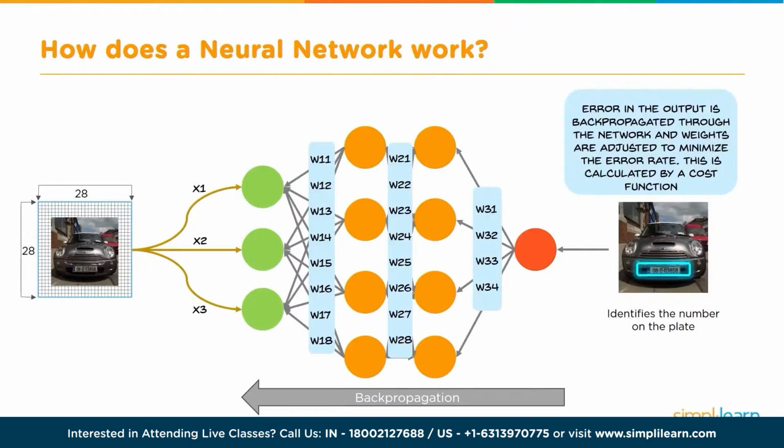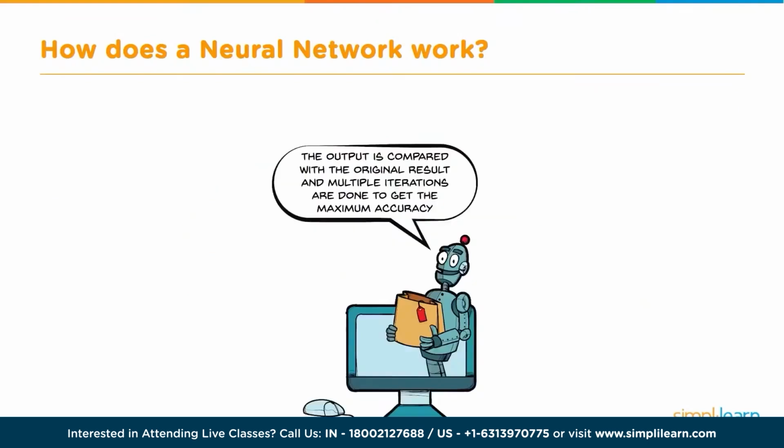So if it's way off, you're going to have to adjust those weights a lot. But if it's pretty close, you might adjust the weights just a little bit. And you keep adjusting the weights until they fit all the different training models you put in. So you might have 500 training models, and those weights will adjust using the backpropagation. It sends the error backward. The output is compared with the original result, and multiple iterations are done to get the maximum accuracy.